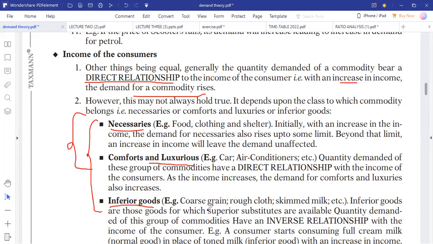There's a particular good we discussed which has an inverse relationship, a negative relationship. It goes the opposite. When your income goes up, you demand less of it. It goes in reverse.